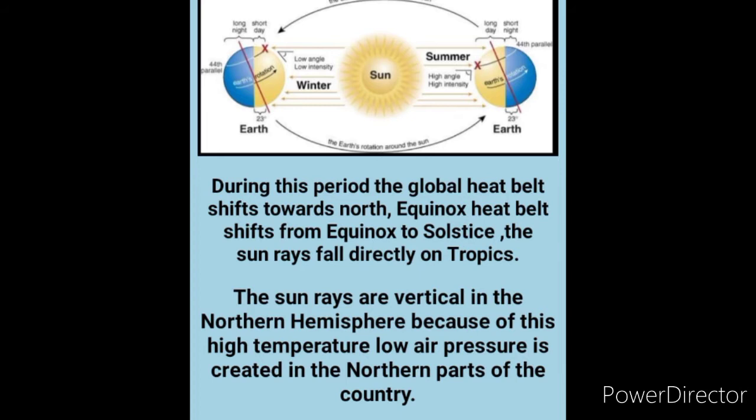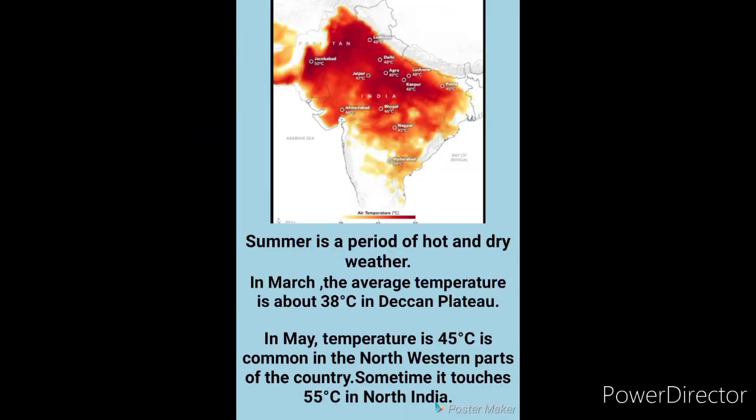The sun rays fall directly on the tropics. The sun rays are vertical in the northern hemisphere, and because of this high temperature, low air pressure is created in the northern parts of the country. Summer is a period of hot and dry weather. In March, the average temperature is about 38 degrees Celsius in the Deccan Plateau.